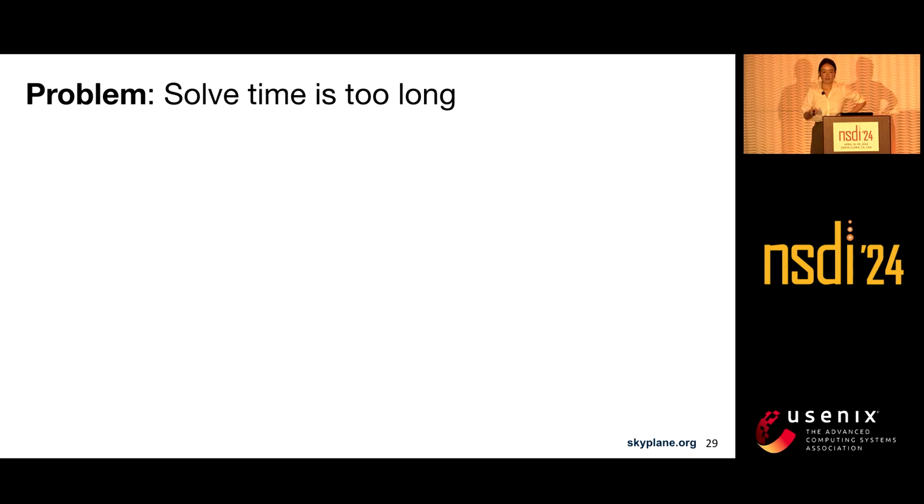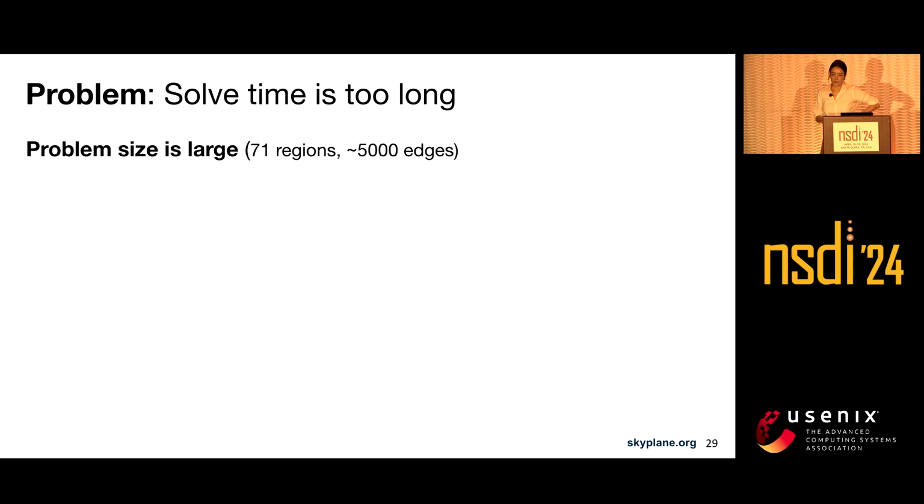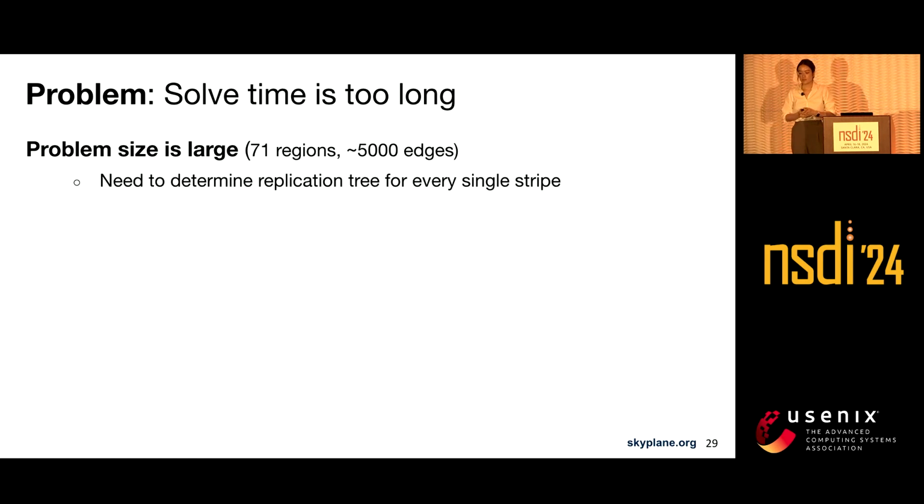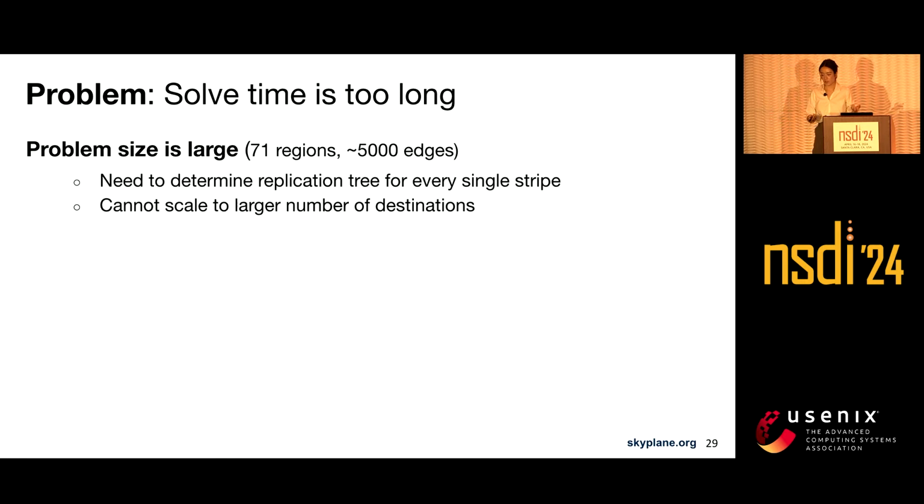So one issue when we designed this MILP is that the solve time is far too long. There are 71 regions and 5,000 edges, and we need to determine a replication tree for every single stripe.